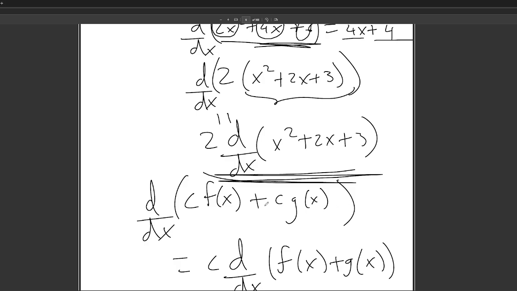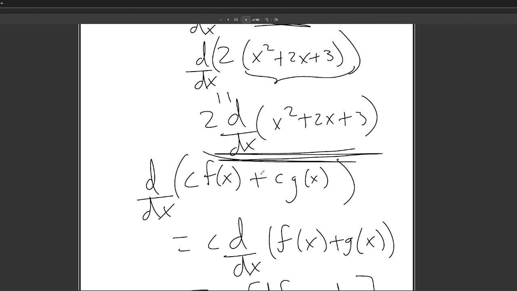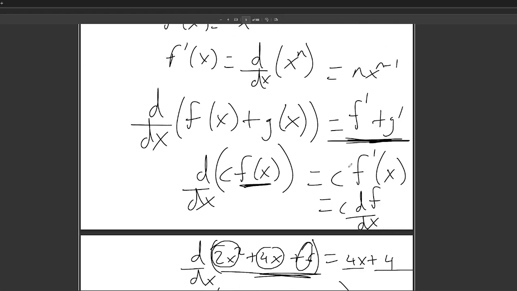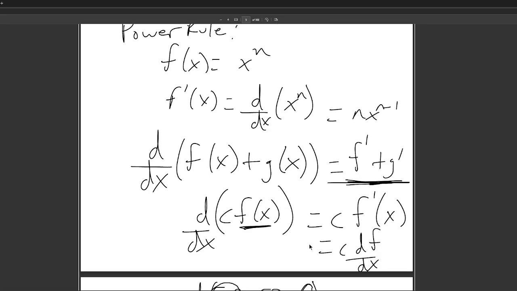Now, the difference. Let me just change this to a plus or minus, and this would just become plus or minus. So if it's a minus, then you would just subtract the individual derivatives. If it's a plus, then you just add.